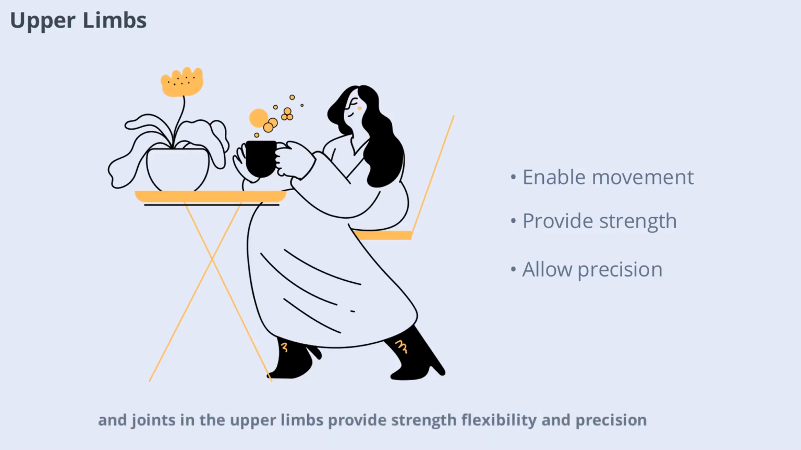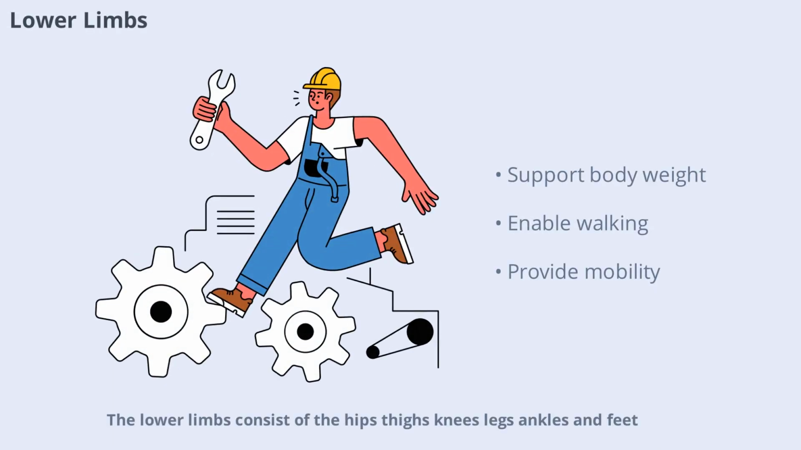The bones, muscles, and joints in the upper limbs provide strength, flexibility, and precision. The lower limbs consist of the hips, thighs, knees, legs, ankles, and feet. They support the body's weight and enable walking, running, and jumping. The strong bones and muscles in the lower limbs provide stability and mobility, making movement possible and efficient.